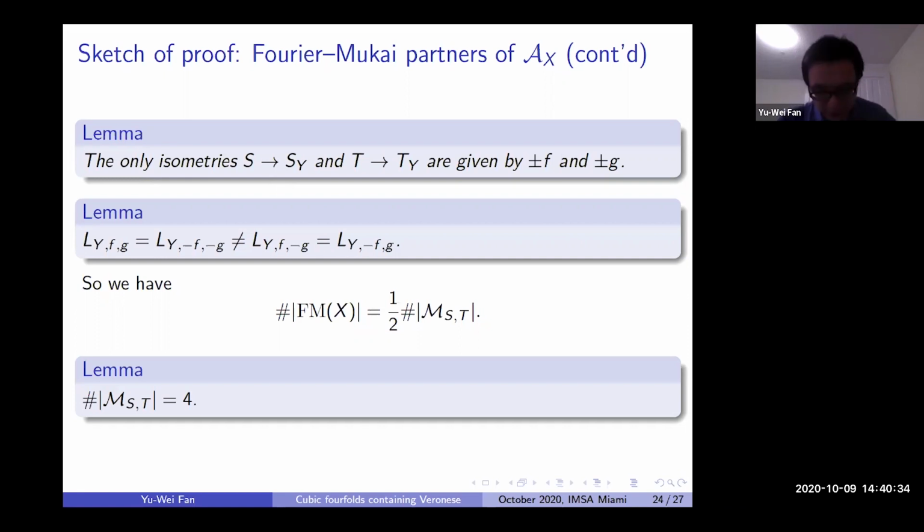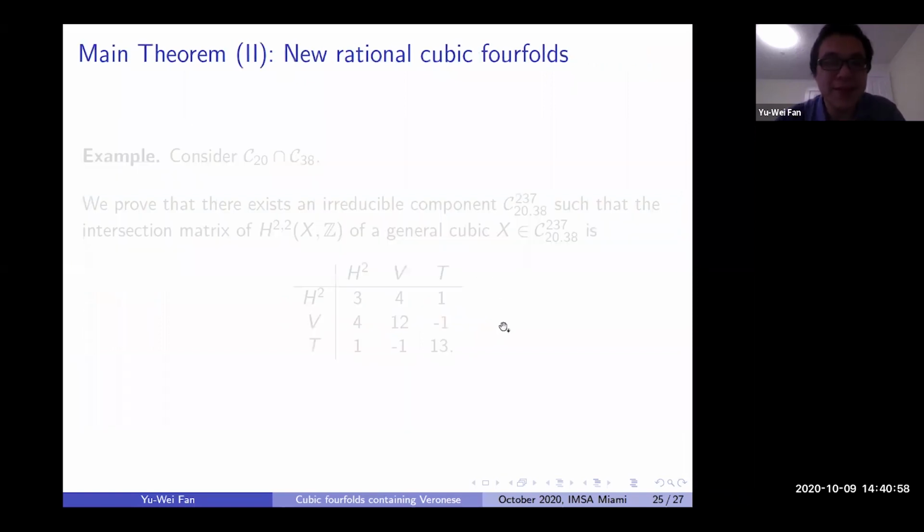Sorry, I think I'm going a bit too fast, but are there any questions so far? I'm going to end pretty soon. Sorry about this. I only have two slides left. Now I want to talk about new rational cubic fourfolds arising from these Cremona transformations.